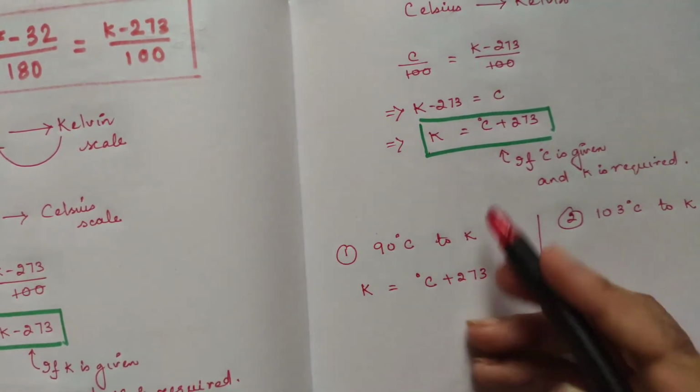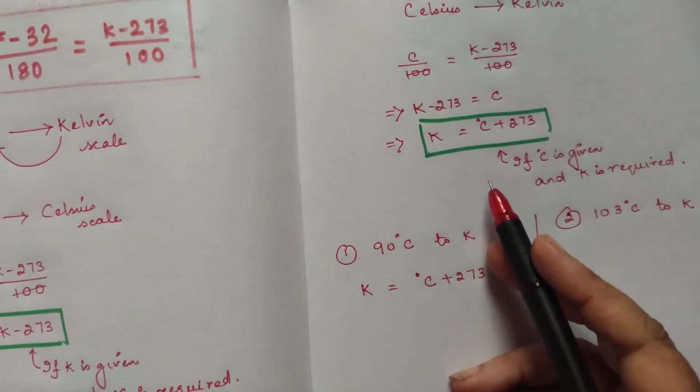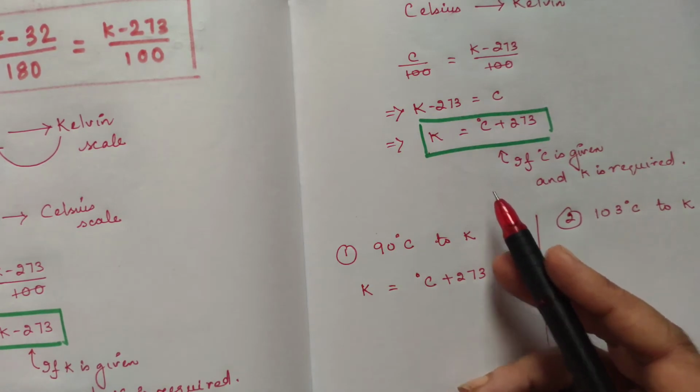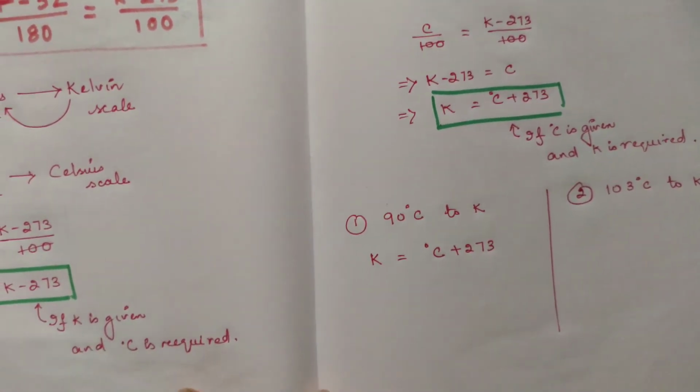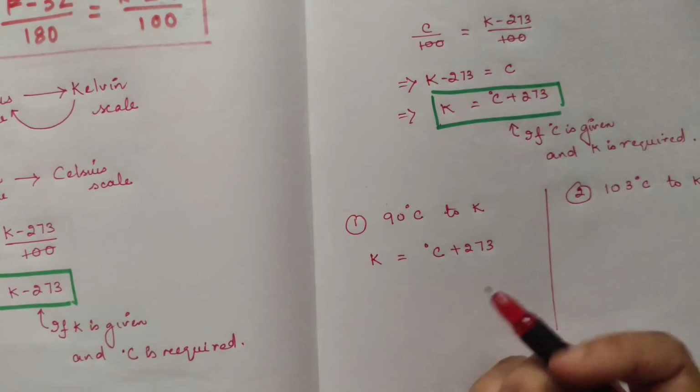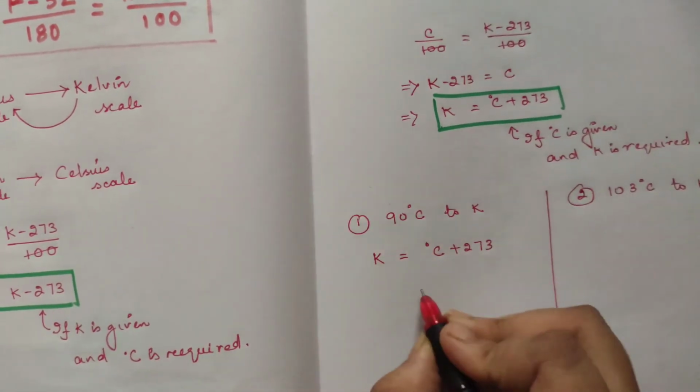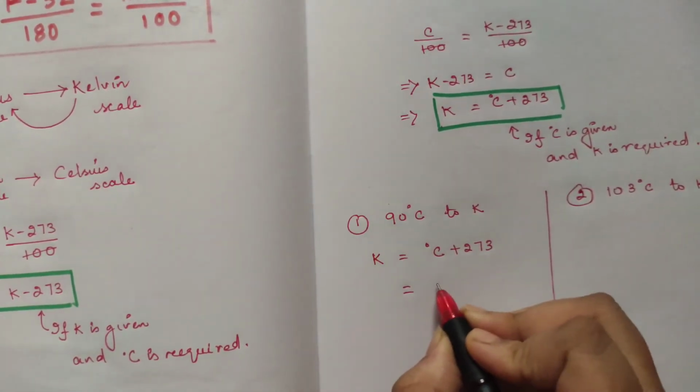If you cannot remember these formulas, not a problem. You can again derive it. It's easy to derive it, okay, from the main formula. Only remember the main formula. Derivation is very easy from that. Okay. So now, degree centigrade over here is how much?